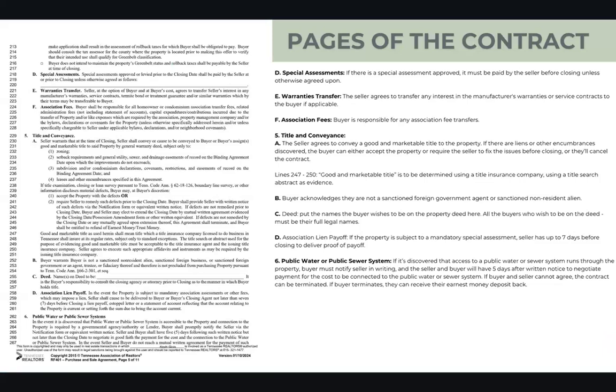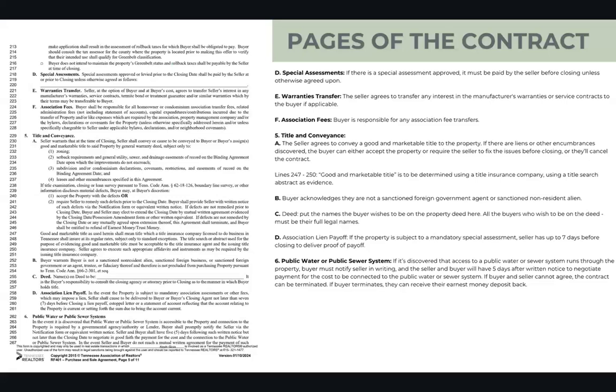Number 5, title and conveyance. The seller agrees to convey a good and marketable title to the property. If there are liens or other encumbrances discovered, the buyer can either accept the property or require the seller to fix the issues before closing. Lines 247 to 250. Good and marketable title is to be determined using a title insurance company using a title search abstract as evidence. And then B, the buyer acknowledges they are not sanctioned foreign government agents or sanctioned non-resident aliens.